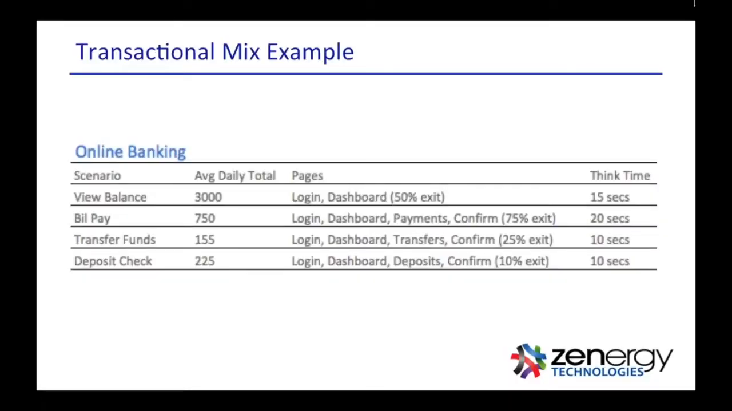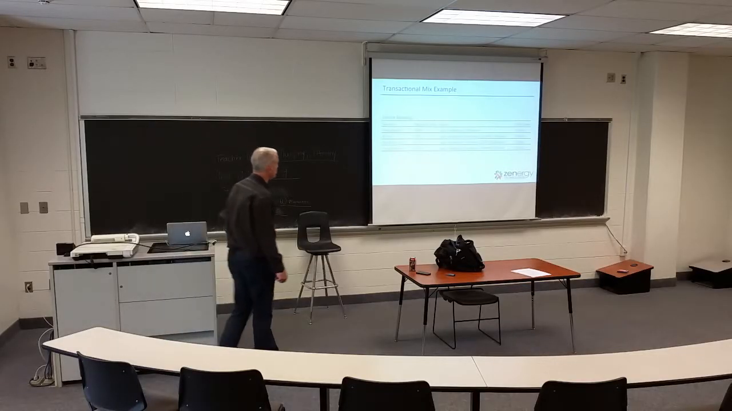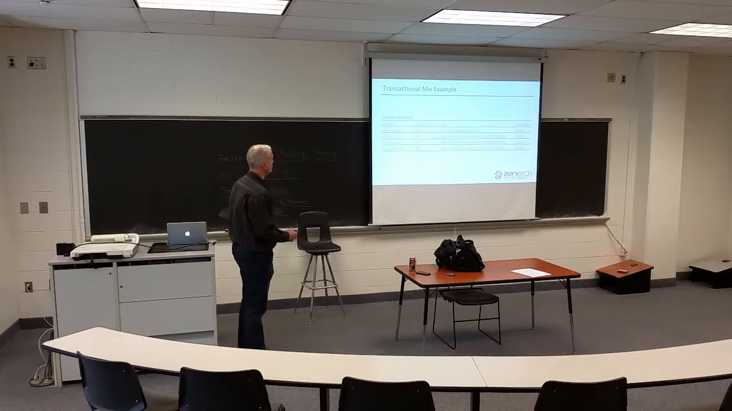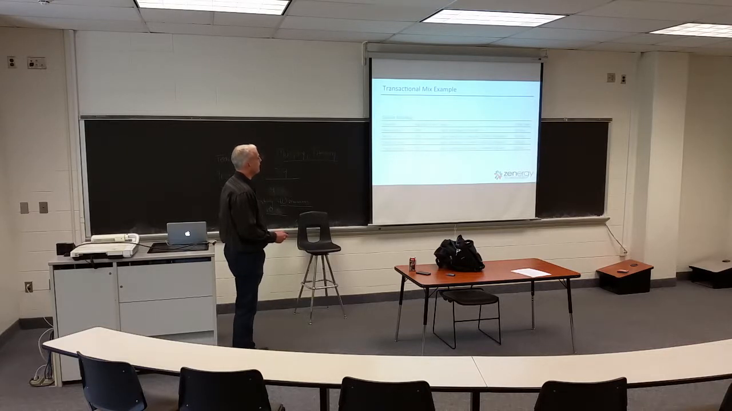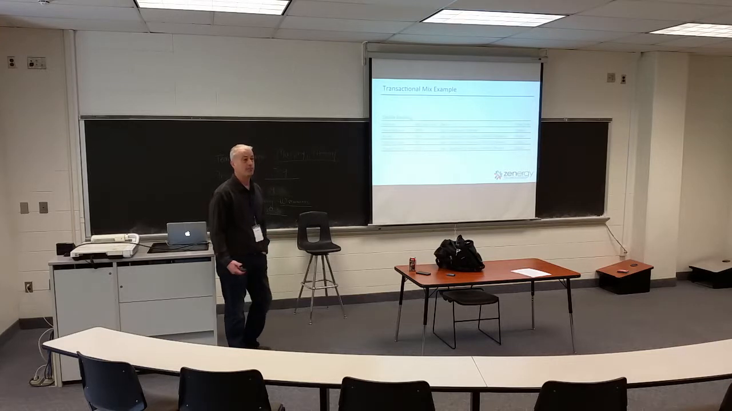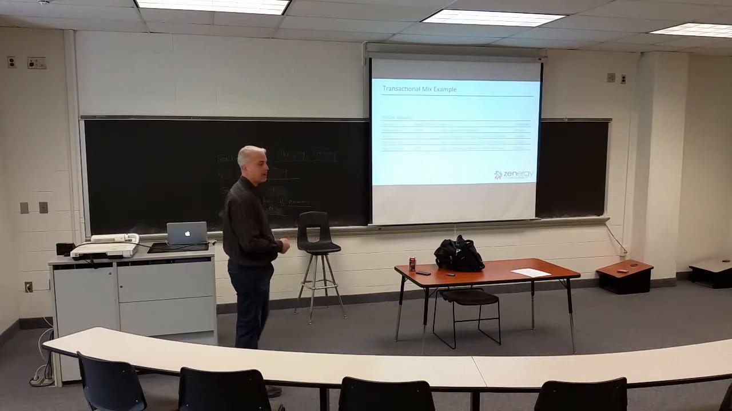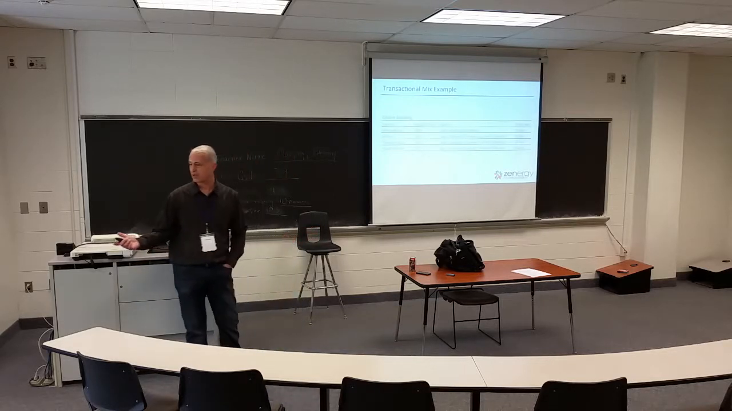These are some examples so you can see what I just described. This is a transactional mix example from an online banking application. You see here, this is a scenario, view balance. I look at which pages are involved with that. And I even look at how many people would exit during that time period. Maybe I want to simulate that process of abandoning the flow in midstream, if you will. I've got view balance, bill pay, transfer funds, deposit check. You probably do all these things in your online banking today, right?